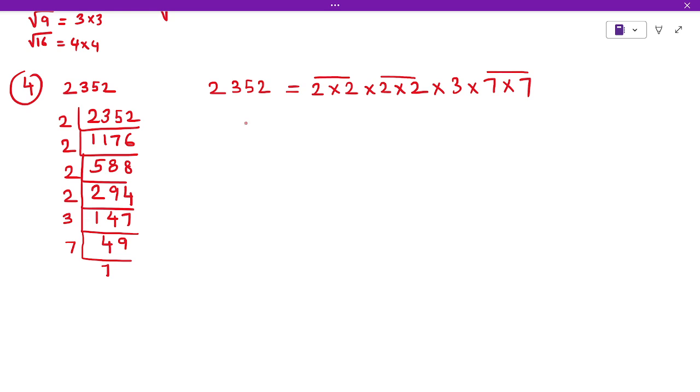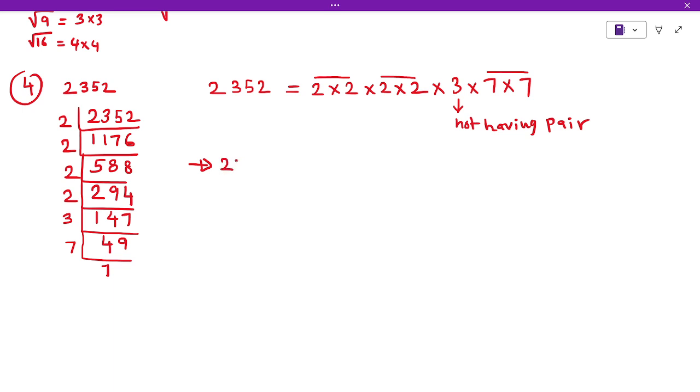How can we identify whether the given number is a perfect square or not? You just check whether each number has a pair or not. This has a pair, there is a pair, here also a pair, but what about this? This is not having a pair. Clear? Not having a pair.